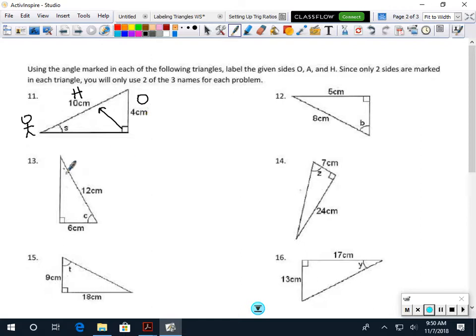Alright, looking right here at number 13. Again, I know across from the right angle is going to be the hypotenuse. So 12 centimeters here, I'm going to label H for the hypotenuse. Now they're wanting me to use angle C. So if I'm standing here, this is my starting point at angle C. Opposite, O, is farthest away. There's nothing over here, so I'm not going to label this side. 6 centimeters here is closest to where I'm standing, so this side would be my adjacent. So on number 13, I'm using the adjacent side and the hypotenuse.